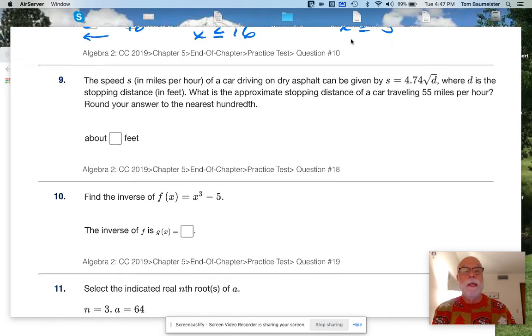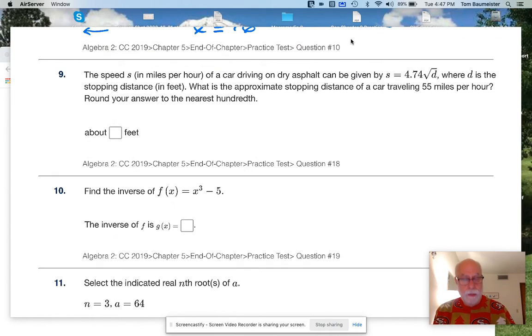Now this one, I was amazed that the couple of people who turned in their test already. This is just a simple plug and chug problem.